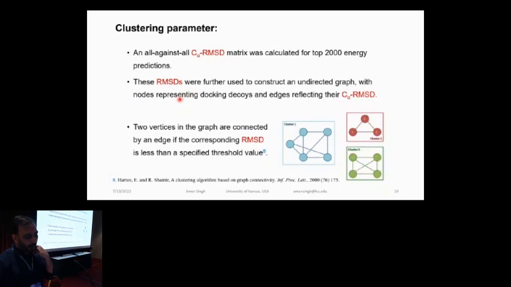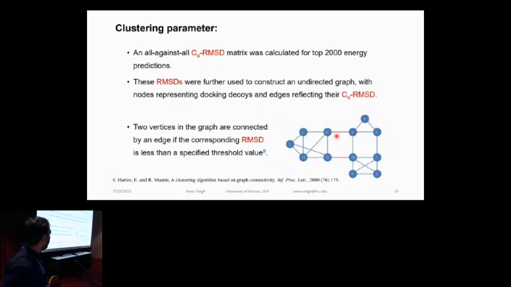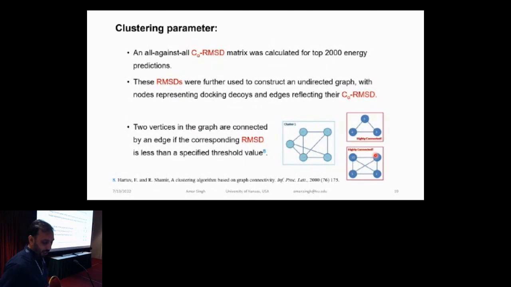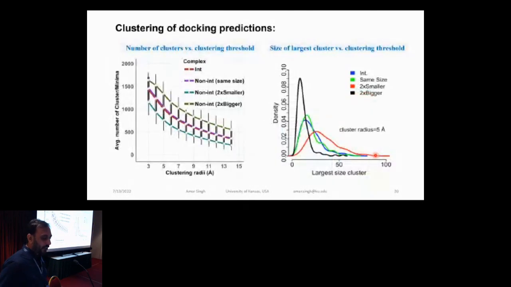And then here we have done the highly connected subgraph clustering. You see here, first we break those based on the distance of its RMSD, and then we continue breaking like this to make them highly connected subgraphs. So this is the clustering of docking predictions.